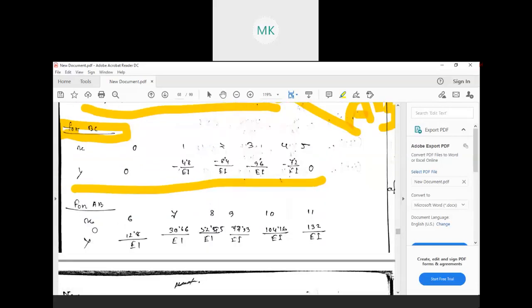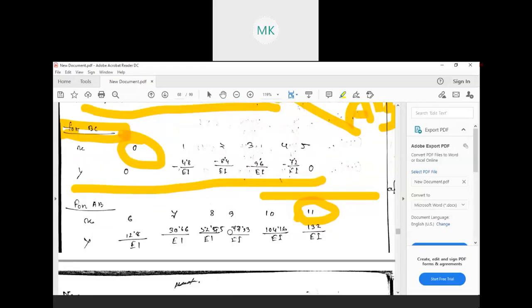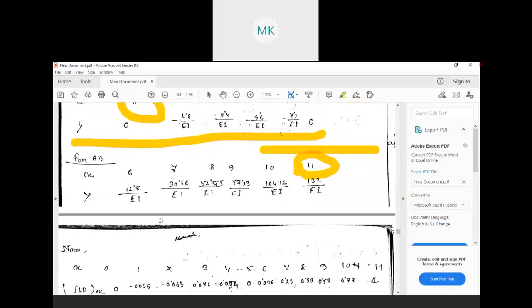Similarly for AB also, you need to put the value from 6 to 11 as it is. I mean from C to A, the beam's total length is 11. So as you see, from 0 to 11 we are putting the value. For AB you need to use the second equation, and for BC you need to use the first equation. Okay, by putting this value we will get some values like this. Just keep it like this.